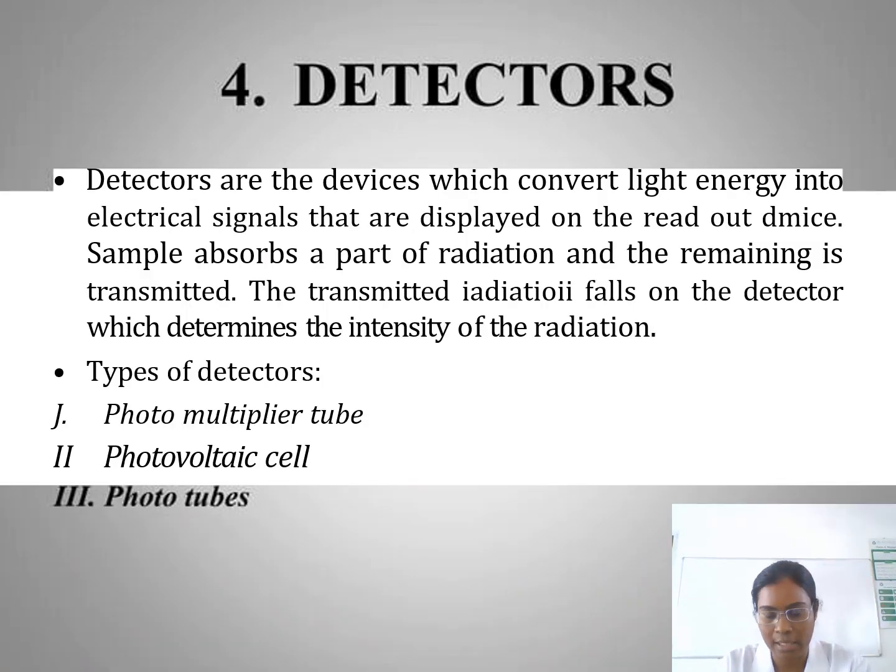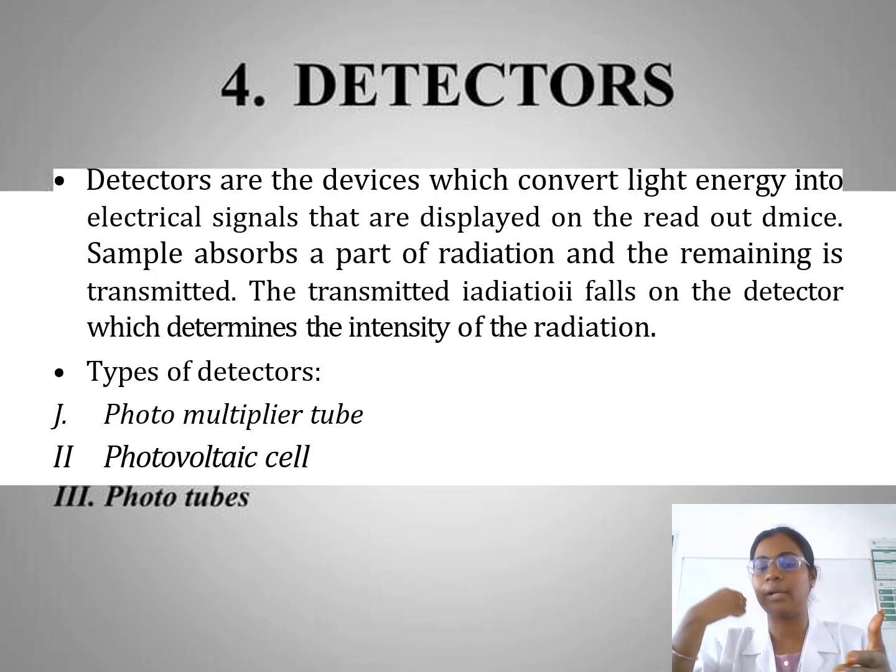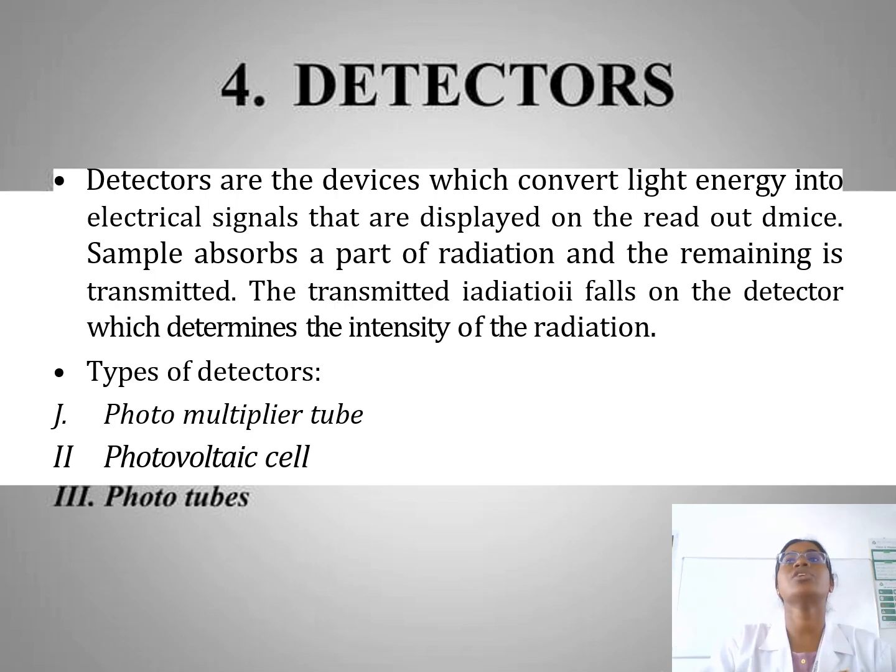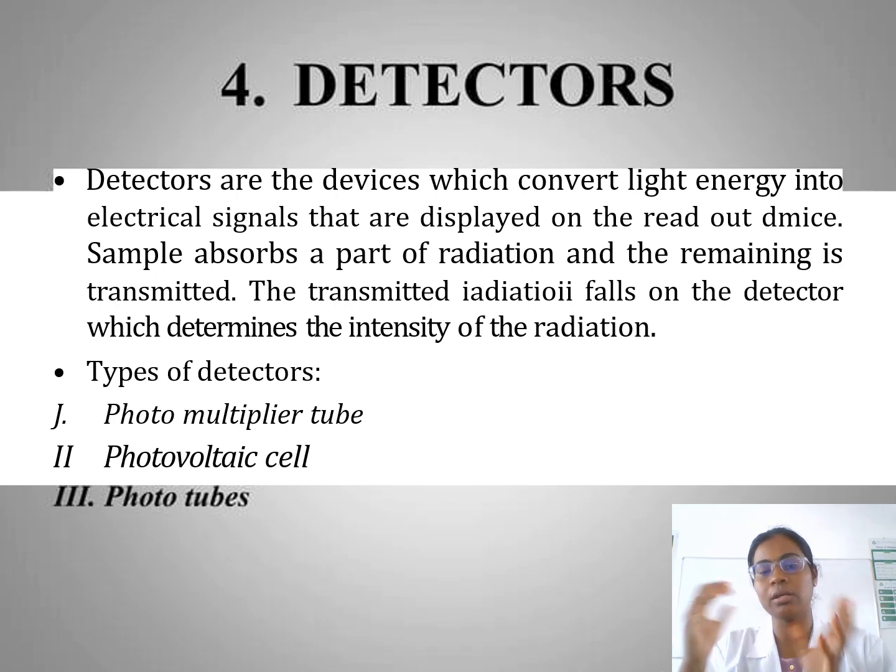So finally, the detectors. First is the light source, second are the monochromators and filters, then the sample cells, and finally the detectors. What do the detectors do? A detector converts the light energy into electrical signals, which are then displayed. The sample absorbs the electromagnetic radiation. The light from the source is converted to monochromatic light, passes through the filters into the sample cell, and finally reaches the detectors.